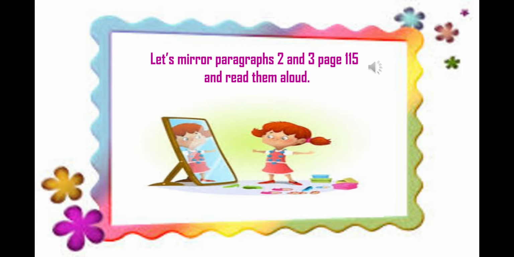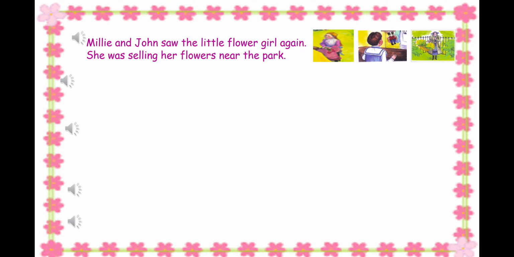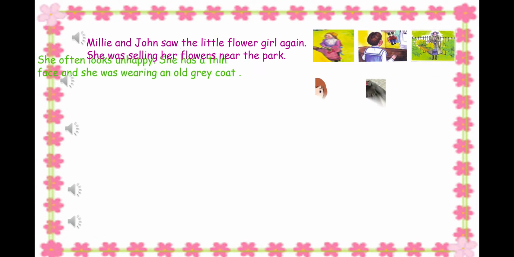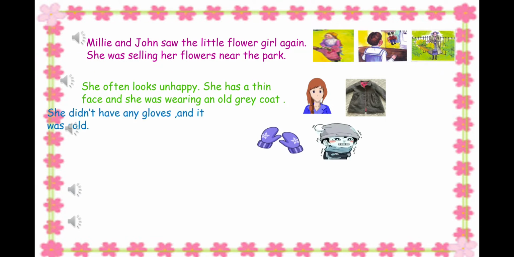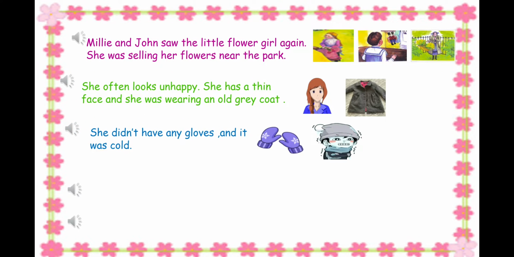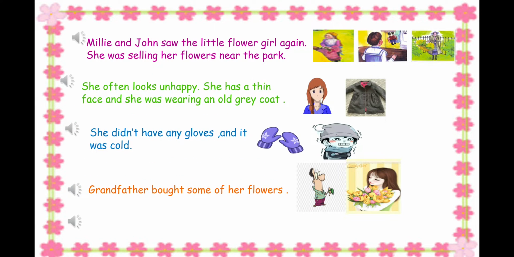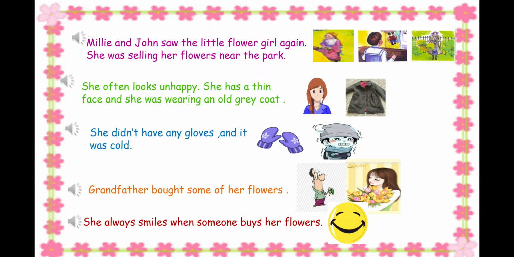Let's mirror paragraphs 2 and 3, page 115, and read them aloud. Millie and John saw the little flower girl again. She was selling her flowers near the park. She often looks unhappy. She has a thin face and she was wearing an old gray coat. She didn't have any gloves. And it was cold. Grandfather bought some of her flowers. She always smiles when someone buys her flowers.